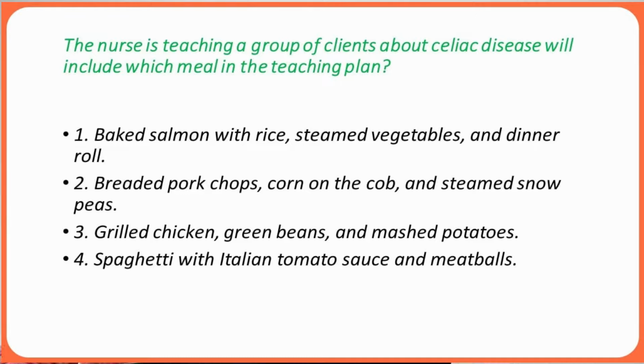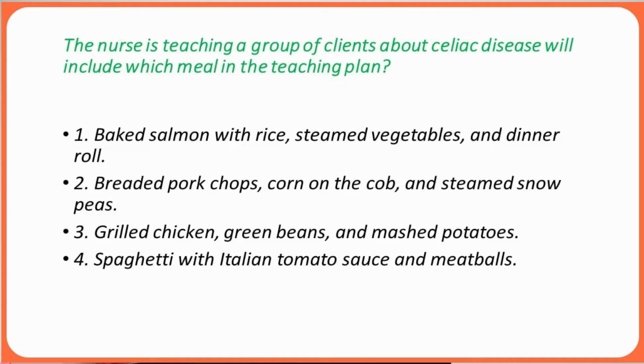Option 1, baked salmon with rice, steamed vegetables and dinner roll. Option 2, breaded pork chops, corn on the cob and steamed snowball peas. Option 3, grilled chicken, green beans and mashed potatoes. Option 4, spaghetti with Italian tomato sauce and meatballs. Wow, some delicious food items.